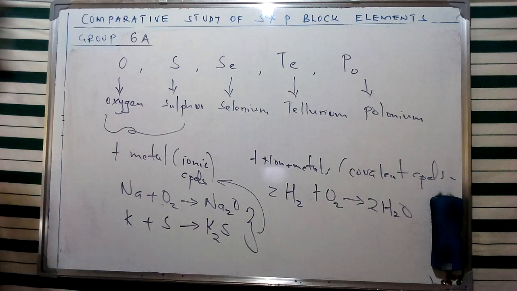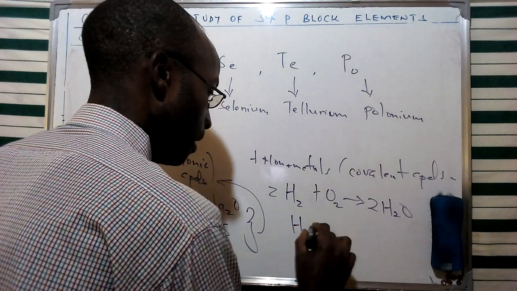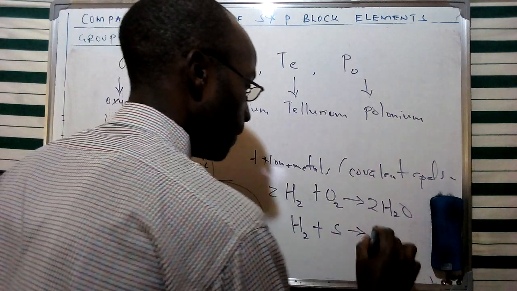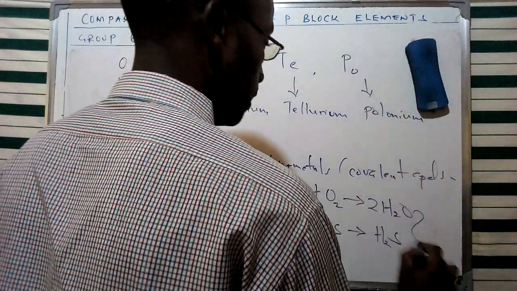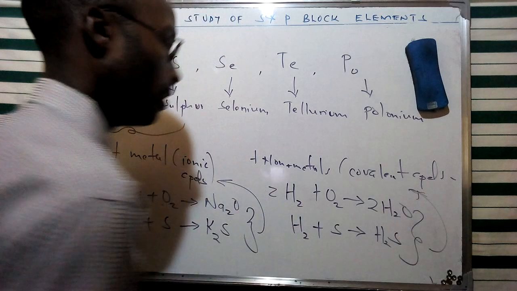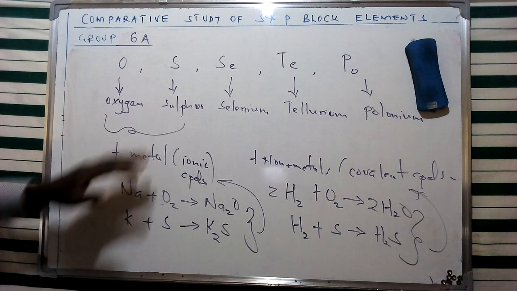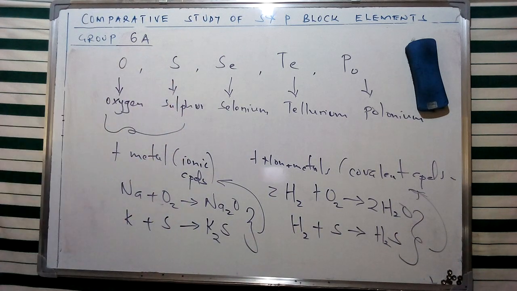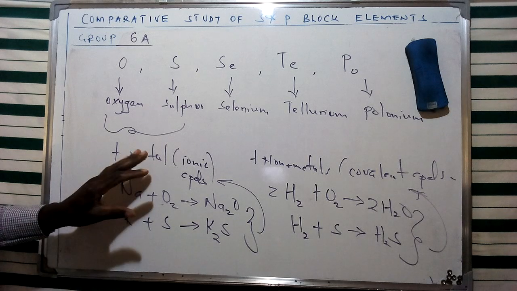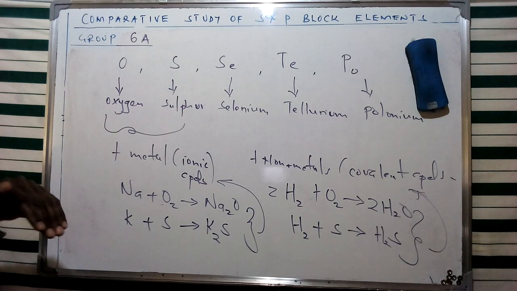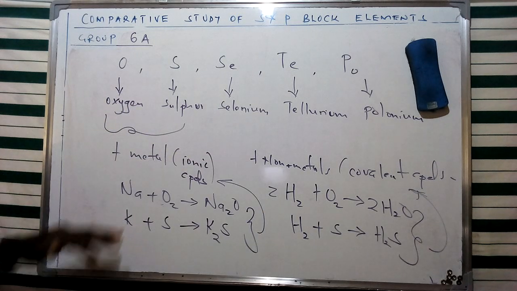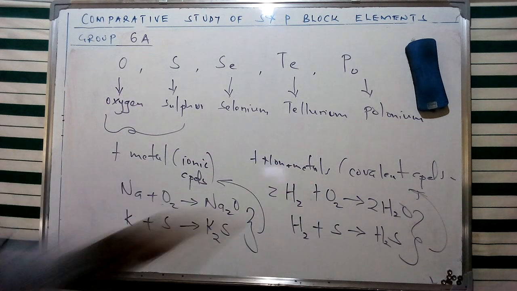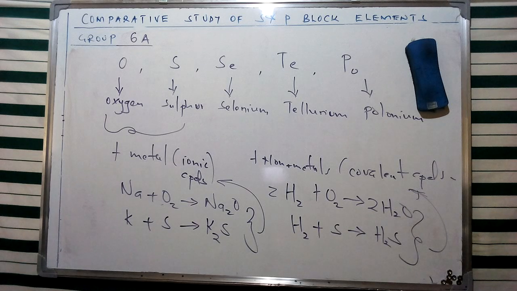The same case, if we have hydrogen reacting with sulfur, this is going to form hydrogen sulfide. So these two molecules are going to be covalent compounds given as such, and that is going to create a similarity between these two members of the group in the reaction between these members and the metals and non-metals. So they are going to create ionic compounds and covalent compounds in that respect.